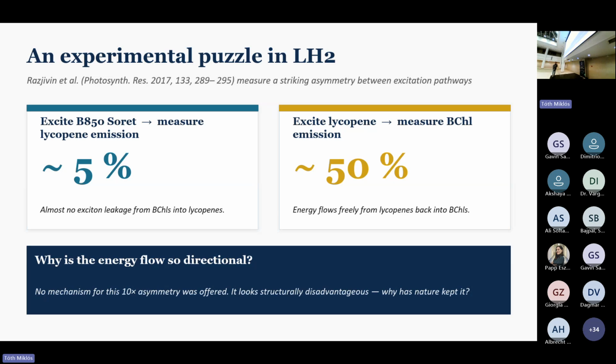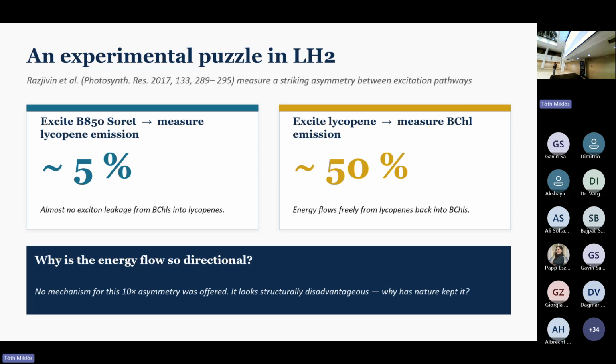What they did is shine light and measure the emission through LH2, but they did it in a smart way. In one measurement, they excited the lycopenes and measured the excitation from the bacterial chlorophyll, from the main bulk. In another experiment, they excited the bacterial chlorophylls and looked at the emission from the lycopene, because they have different bands. So you can tune your instrumentation to check the emission from that specific structure. When you excite the bacterial chlorophyll and measure the lycopenes, you see a tiny effect. You see emission of about 5%.